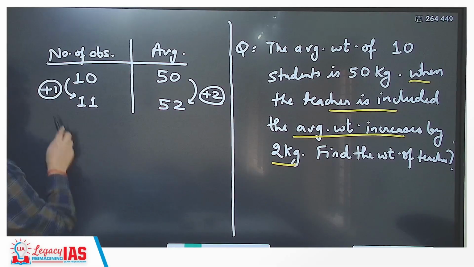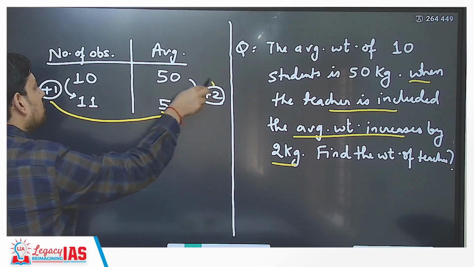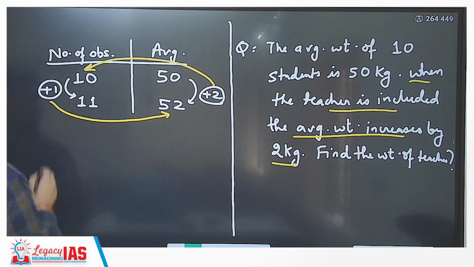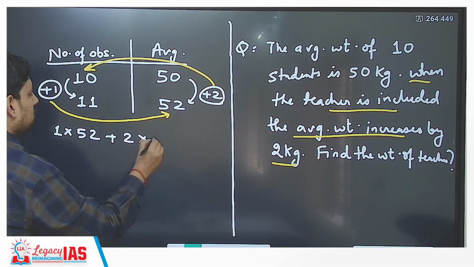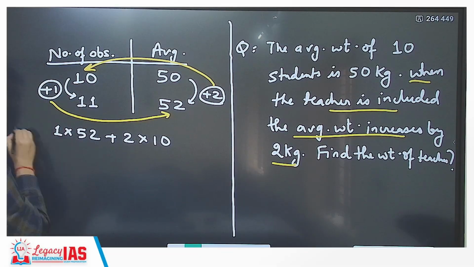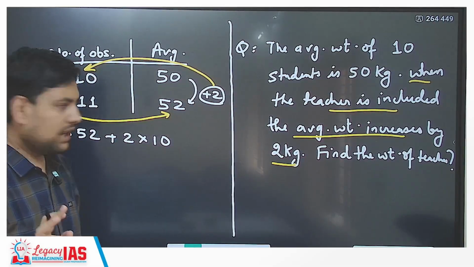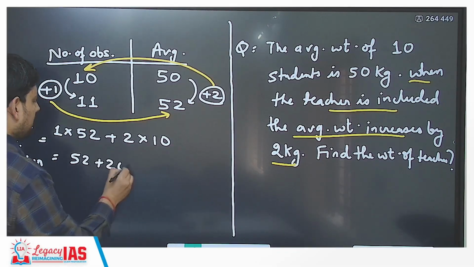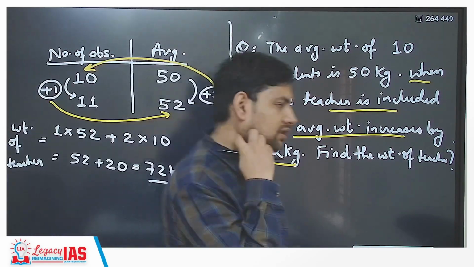So how do you calculate this? You take this 1, you multiply it with the lower number, take a smiley, and then you take this 2, you multiply it with the upper number and add both of them. So this will become 1 into 52 plus 2 into 10. Why? Because both are plus. This will be equal to the weight of the teacher directly. It's a simple trick of using these two smileys, and you will get to the answer of what is the weight of the teacher directly. So this becomes 52 plus 20. This comes out to be 72 kg. This is the weight of the teacher.